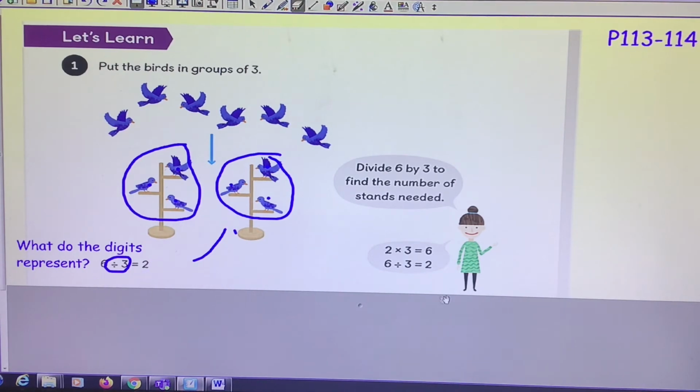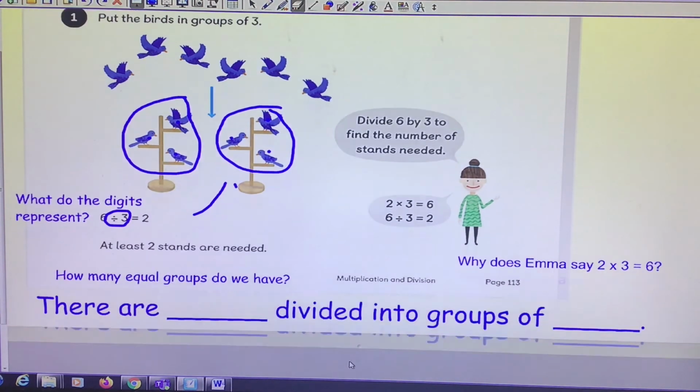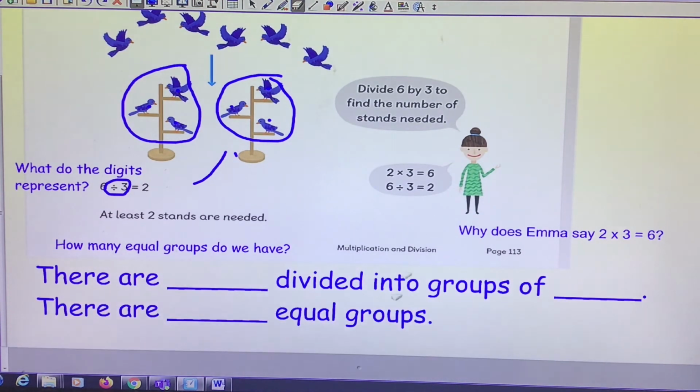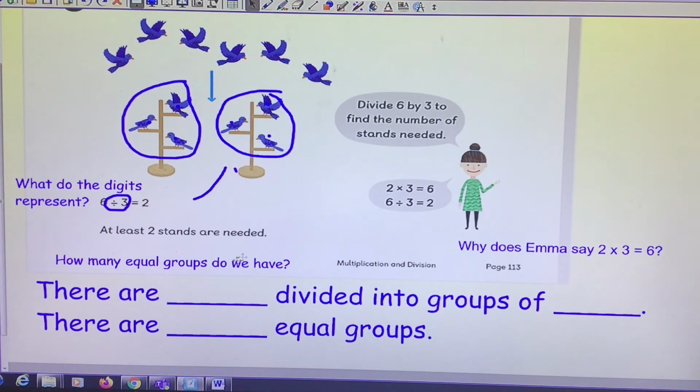Let us look at our stem sentence for this situation. There are 6 divided into groups of 3. There are 2 equal groups. You say it with me. There are 6 divided into groups of 3. There are 2 equal groups.